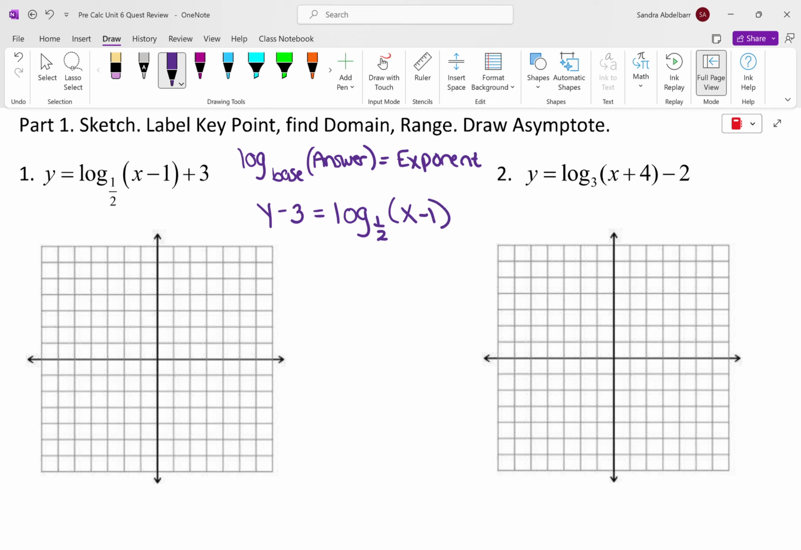Now we're going to change this into exponential. So my base is a half, my exponent is y minus 3, and the answer is x minus 1, right? Log base answer equals exponent. I can't leave it like this. What should I do? I want to get x by itself, so I'm going to add that 1 over. So I now have x is equal to a half to the y minus 3, plus 1.